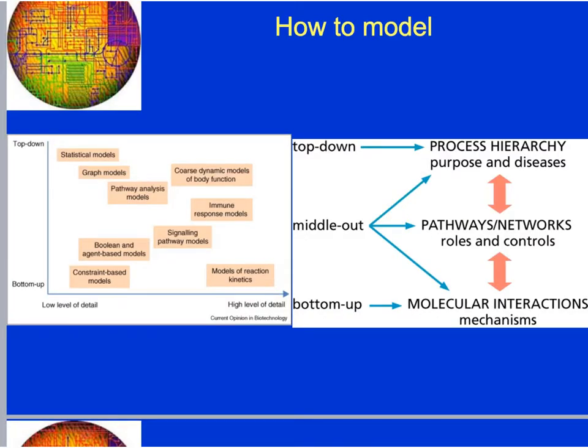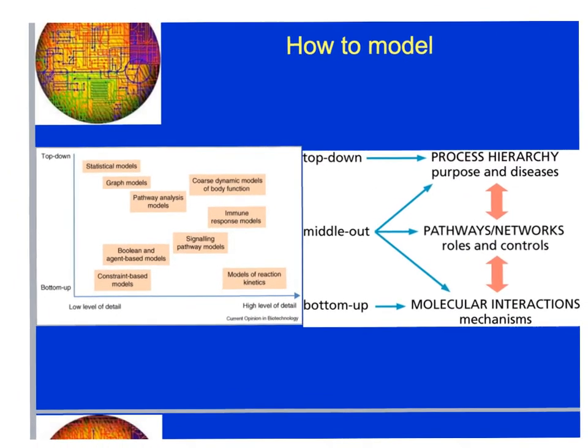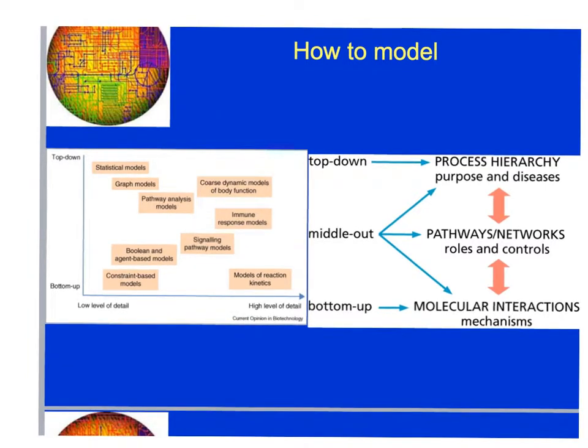So how do you model this? Well, as I showed you in that first slide where I was giving you the flow chart of what's happening, we can look at this either as a top-down, middle-out, or bottom-up. And it depends upon whether you have experimental data or you have modeling data for these different things, and then you can use that. And this is just showing you some of the types of models that are built based off of these things. So in bottom-up, the constraint-based models and models of reaction kinetics, and then top-down are statistical models and pathway analysis models, etc.